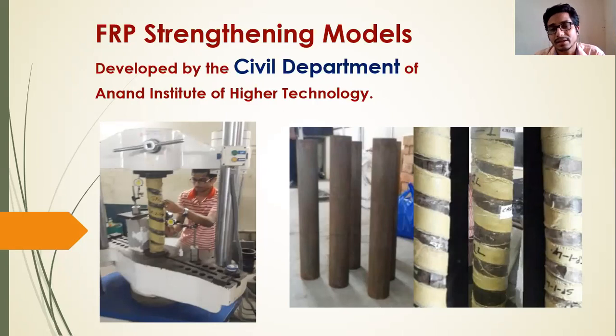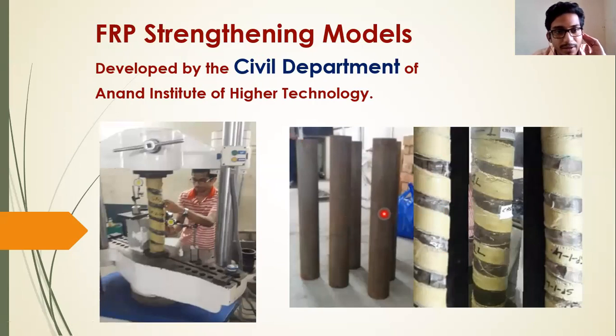We have worked out different wrapping and application processes of FRP in short columns and hollow columns. These are the steel columns you can see. Actually, these steel columns I am showing you were fully rusted before the surface preparation was done. After preparation of the surface, these columns look like this, and after that, they were wrapped with different types of FRPs.